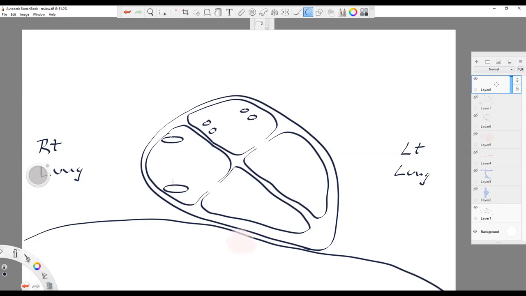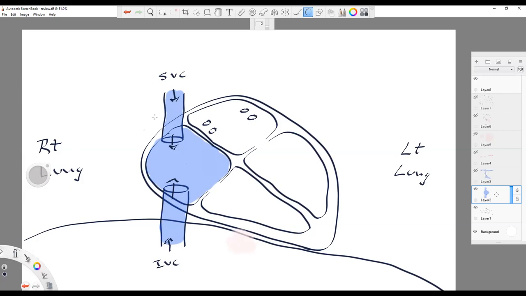Okay, so I mentioned the holes. The holes are blood coming in. So let's add the next. Is that right? Yeah, that's right. So blood coming in. Remember I said IVC, SVC, superior vena cava. That's how blood from the rest of our body, other than the lungs, our arms, our head, our abdomen, our legs, is all coming back to the heart via the SVC and the IVC.